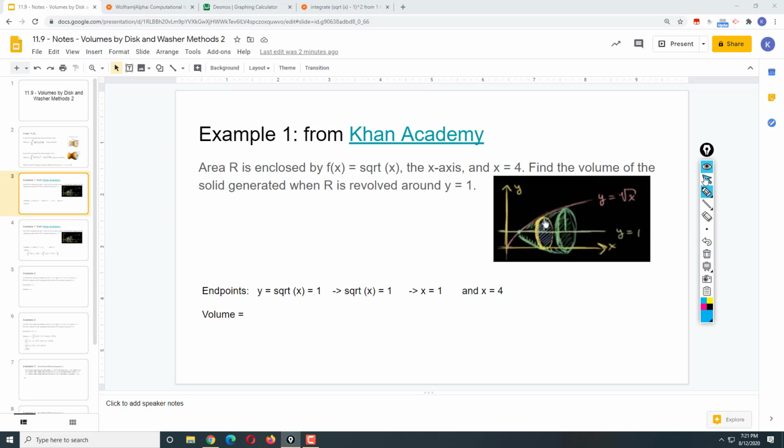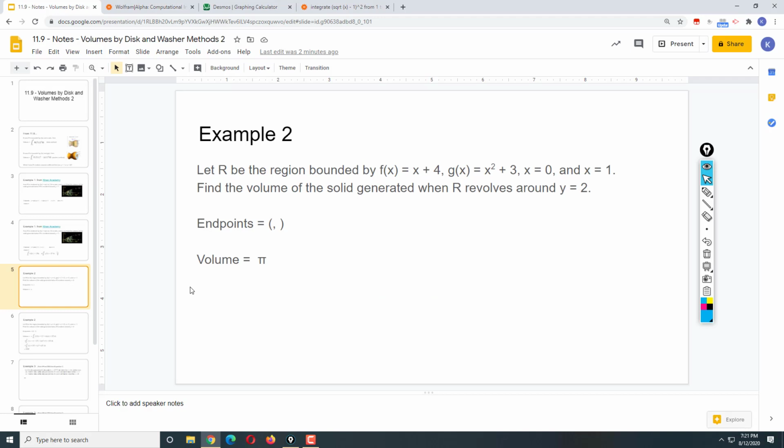Next, example 2. Let R be the region bounded by f of x equals x plus 4, g of x equals x squared plus 3, x equals 0, and x equals 1. So we have x equals 0, which is the y-axis, and x equals 1. We have f of x equals x plus 4. That's f of x. We have g of x equals x squared plus 3.